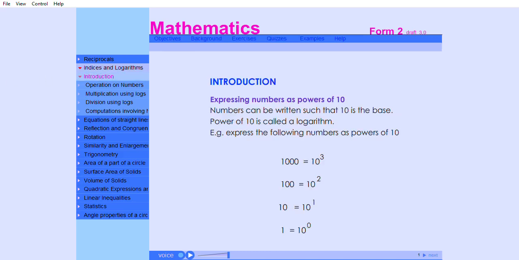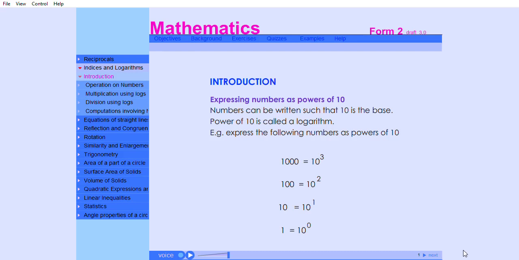Expressing numbers as powers of 10. Numbers can be written such that 10 is the base. Power of 10 is called a logarithm. For example, express the following numbers as powers of 10.